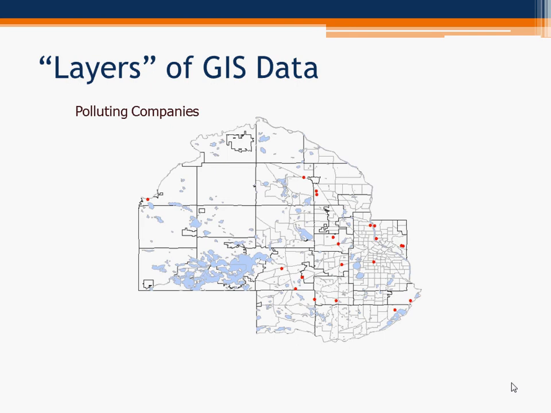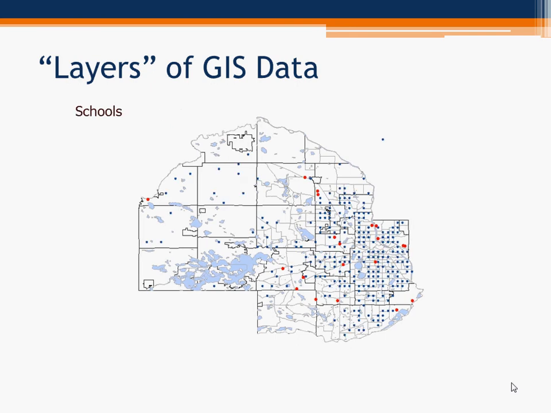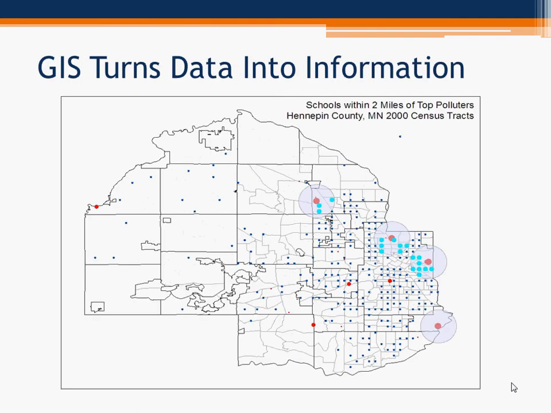What about where those polluting companies are relative to where schools are located? Now we're starting to derive not just some data here, the layers are the data themselves, but also some information that could be used for a decision-making process. And out of all of that, potentially a map that could be used that shows where polluting companies are within 2 miles of a school, or schools within 2 miles of top polluters.